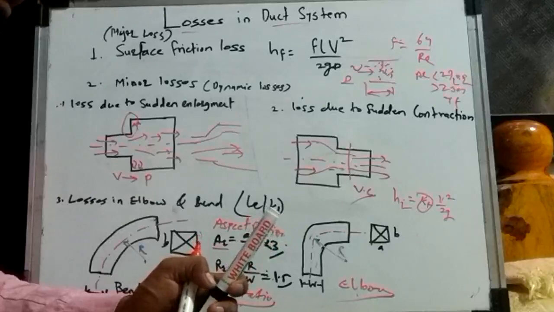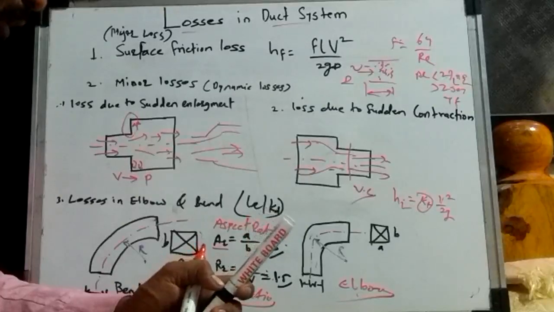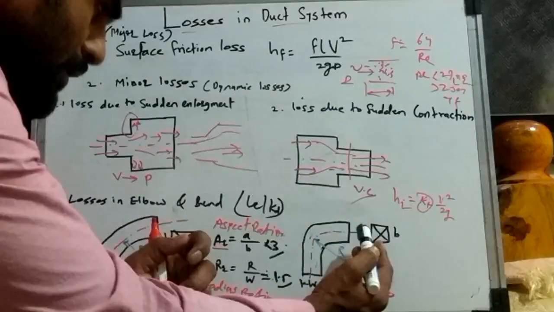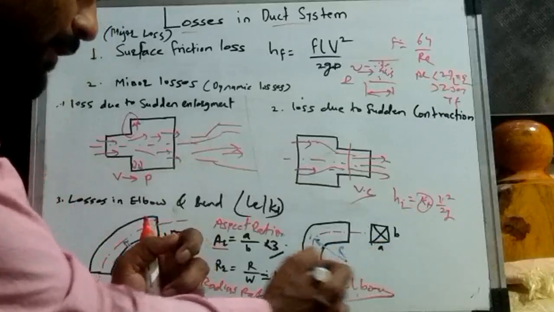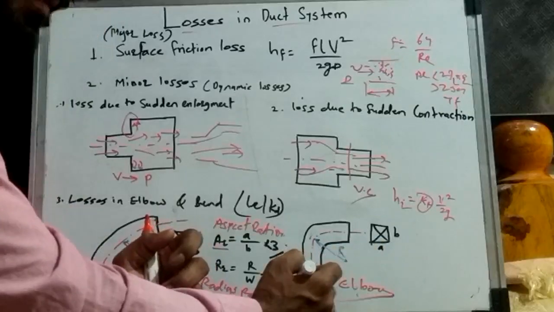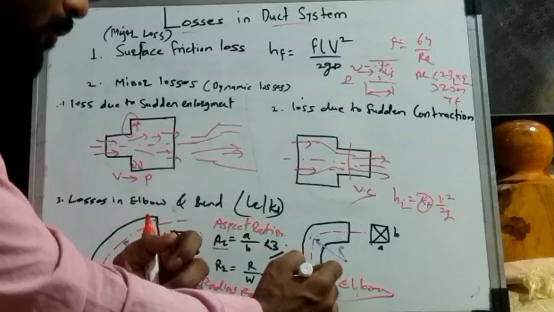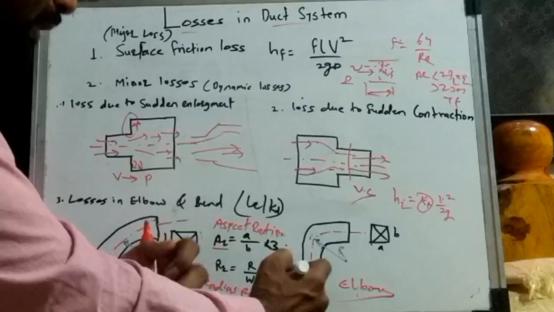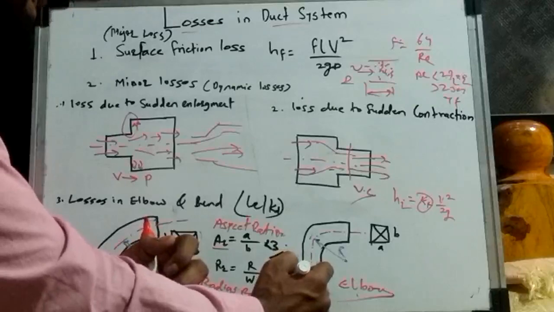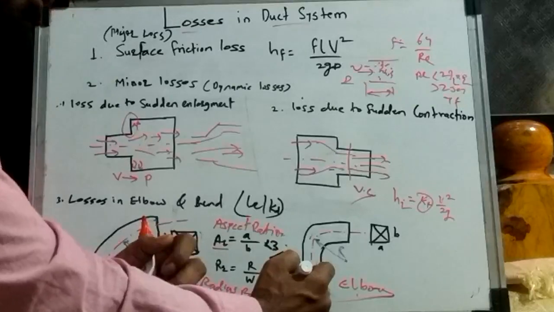Now the second parameter is the radius ratio. It is the ratio of the radius, that is the center line radius of the elbow, upon the width of the particular curvature surface. So that's the radius ratio. In the standard case we select it as 1.5.